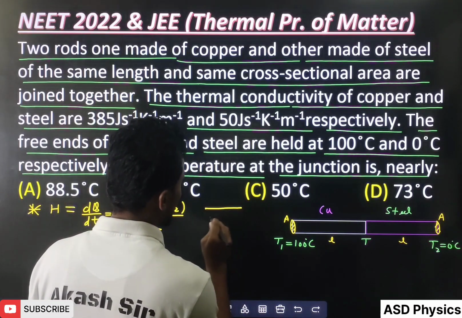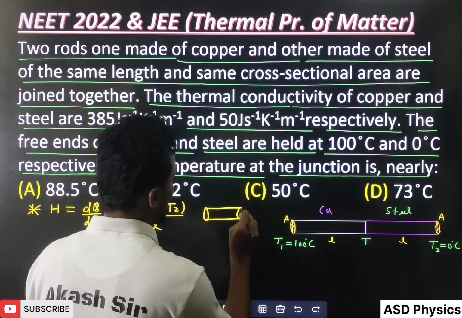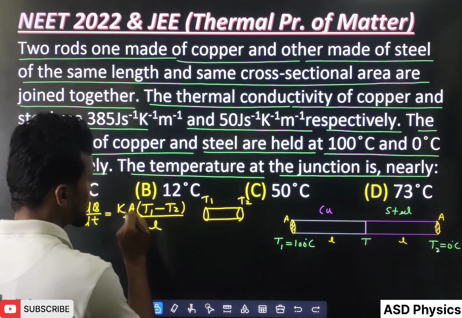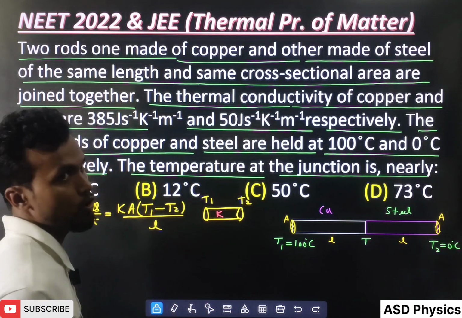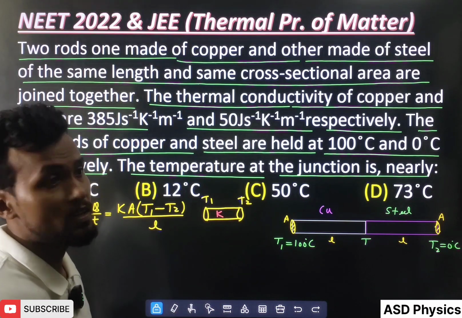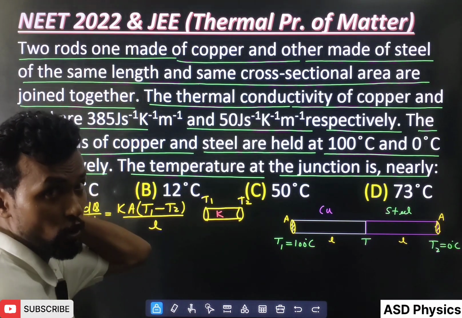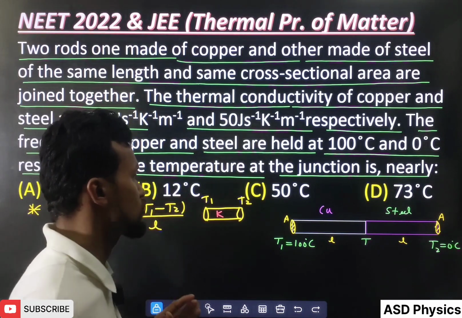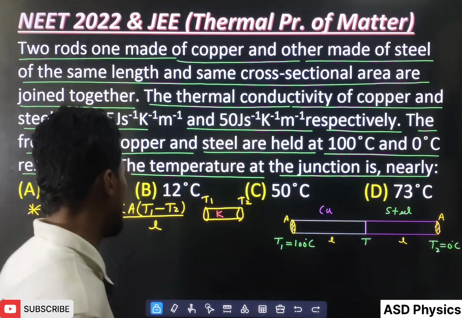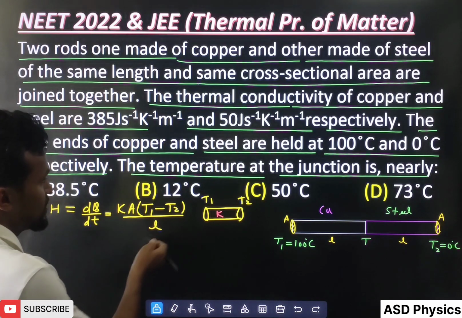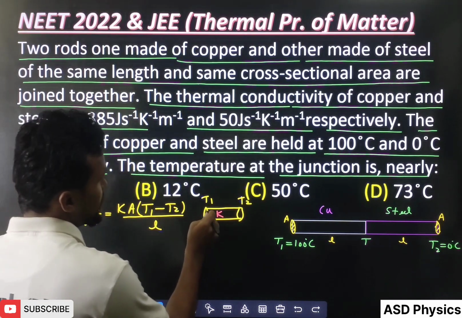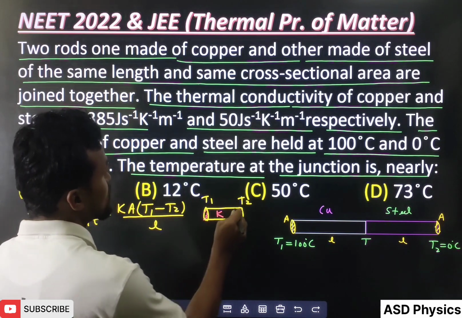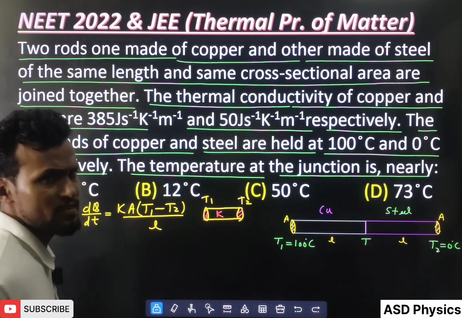Now, if I draw this rod here, this end is T1 and this end is T2. What is K? K is the thermal conductivity of the rod. It is a constant that depends upon the nature of the material of the rod and the temperature. A is the area of cross section, L is the length, T1 is the temperature of one end and T2 is the temperature of the other end. Okay, this is the basic.